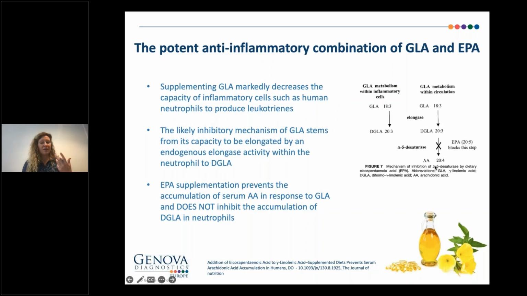And that, of course, is anti-inflammatory in nature because it blocks the functioning of the COX and LOX enzymes and therefore the pro-inflammatory prostaglandin synthesis. And the addition of EPA supplementation prevents the accumulation of arachidonic acid in response to GLA supplementation, and it does this without inhibiting the accumulation of DGLA in neutrophils. So this is why it's such a potent combination.